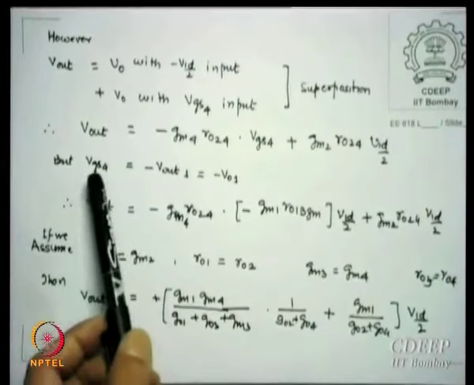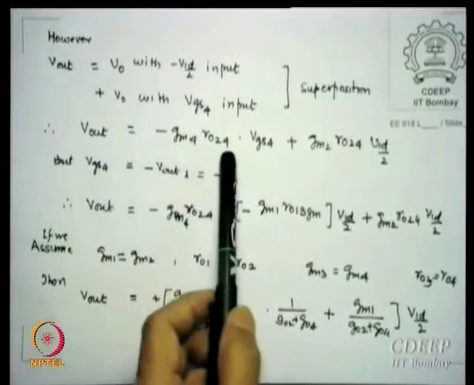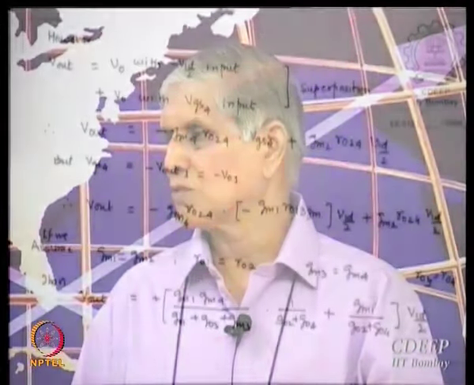If I do that, by substituting all this, Vout will be GM4 RO24, where RO24 is the parallel combination of RO2 and RO4. Is that clear? This is a shortened writing. RO24 is nothing but the parallel combination of RO2 and RO4. That is at the output side. What is the impedance you are seeing? Output impedance, the parallel combination of the output resistances of 2 and 4.